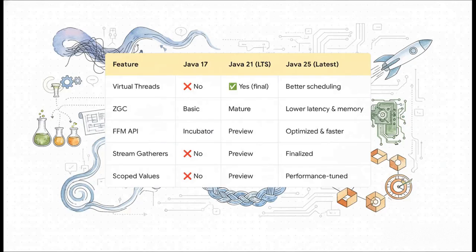You know, this table really tells the whole story of Java's recent evolution. Just look at the journey these features have been on. You've got the FFM API, going from an incubator project all the way to an optimized, stable feature. Virtual threads didn't even exist in 17, they were final in 21, and now they're getting even better. And look at stream gatherers and scoped values, completing that classic journey from preview to finalized. This isn't happening by accident. It's a really deliberate strategy of careful development, gathering feedback, and constant refinement.